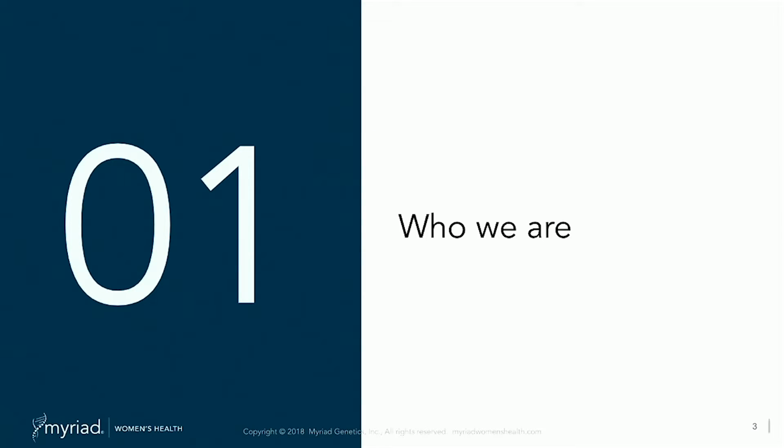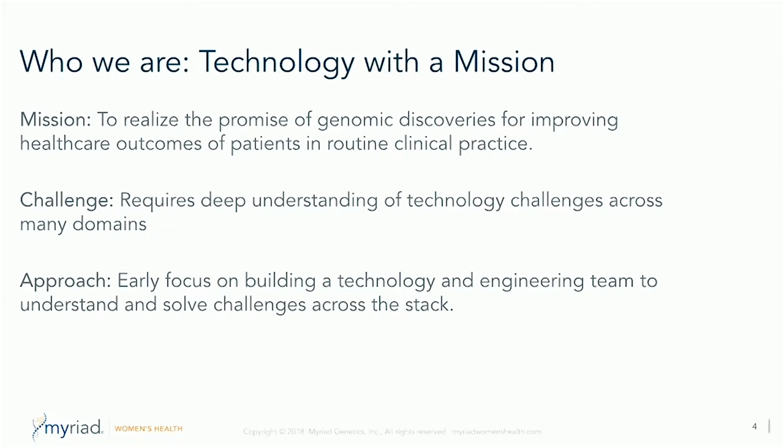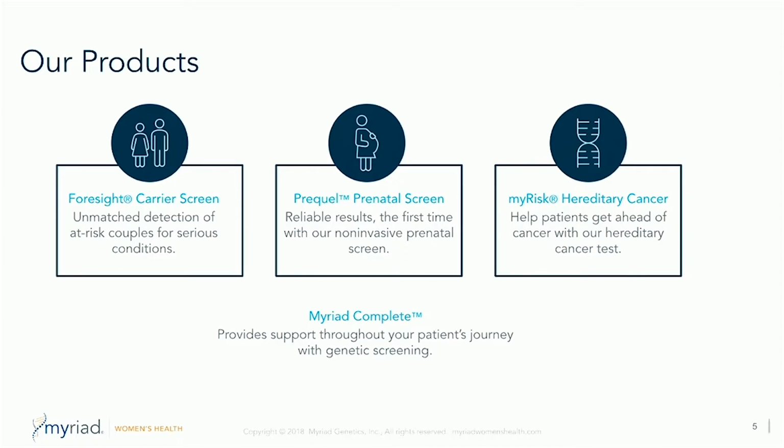So first of all, who are we? We are a genetic testing lab with a mission to deliver genomic information to patients at each stage of their life. So this requires a deep understanding of technology across many different domains. For example, we need to have a deep understanding of genomic data to understand how to choose the right tools to gather and structure genomic data, interpret it, and then ultimately deliver the right information to patients. So that's from a mission standpoint.